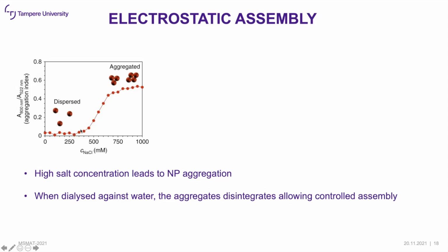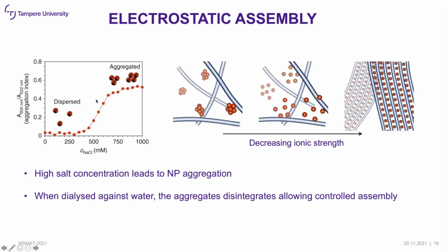If you increase the electrolyte concentration, then you start to make aggregates. So what we do here is use a high salt concentration, so the nanoparticles are aggregated. Then we add our rod-like biological templates, which are anionic. Now there is no immediate structure formation. Then we decrease the ionic strength, which means diluting the concentration of sodium chloride by dialyzing this whole mixture against water.